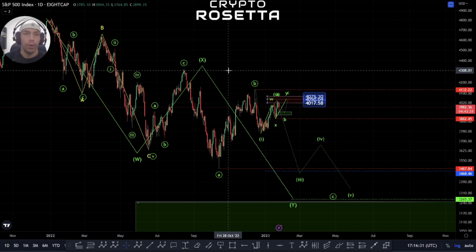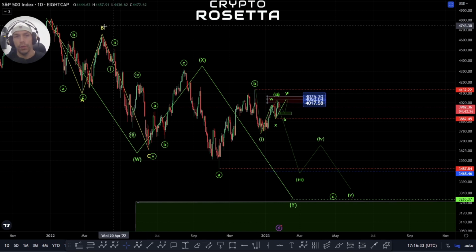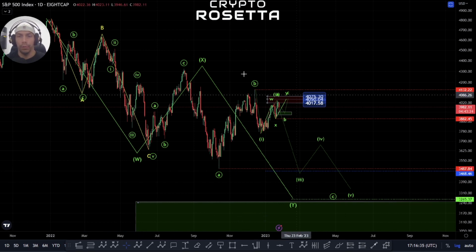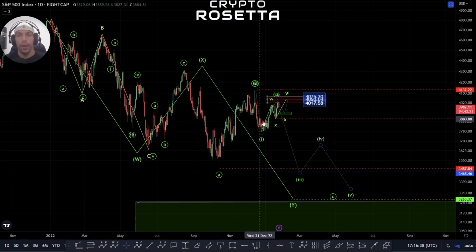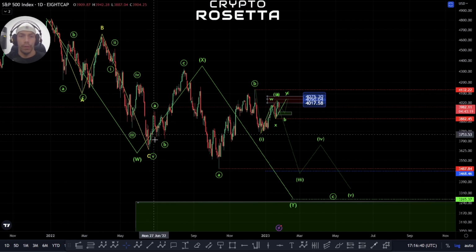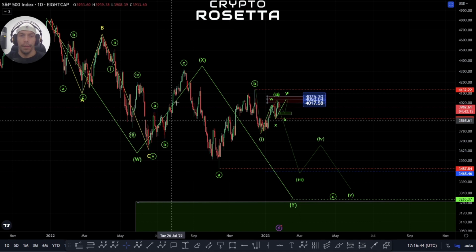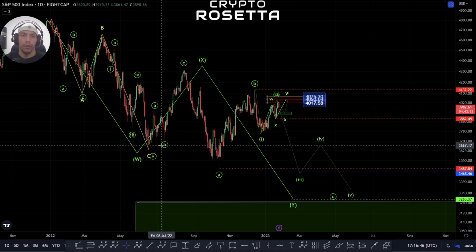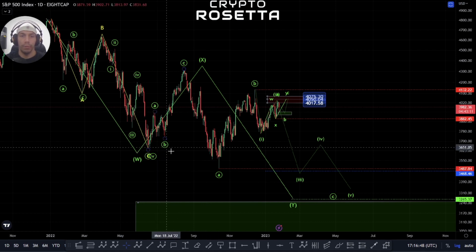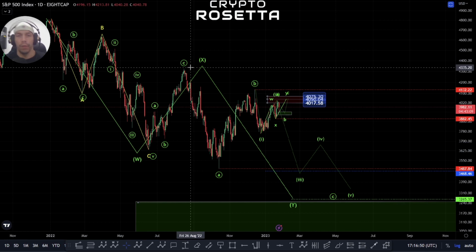Okay, so for the most part within this structure, I'm still viewing it as a WXY pattern to the downside. And basically within this, we have an ABC to start it into this low point here, followed by this corrective structure here. This actually did hit 1.618, but actually came and broke the low, so we have to just count it as an ABC.